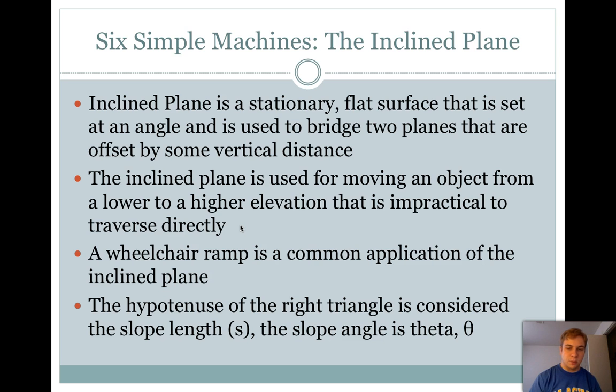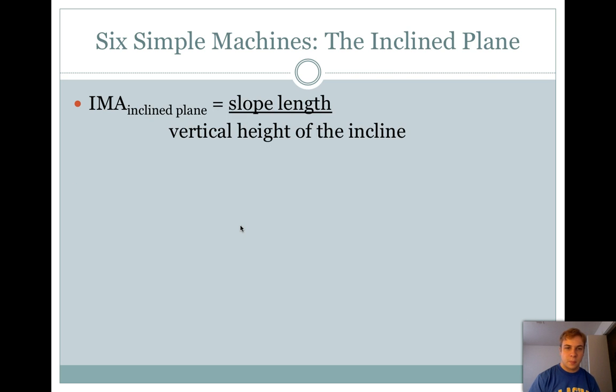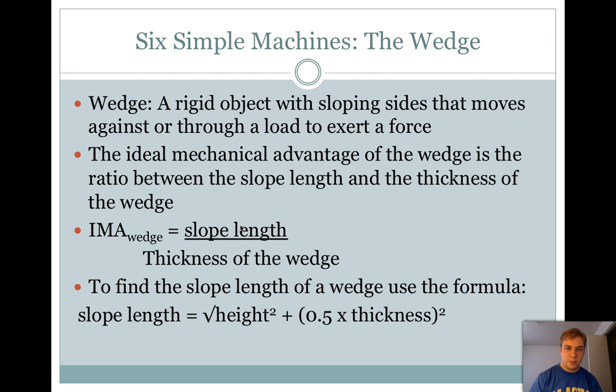The hypotenuse of the right triangle is considered the slope length, s. The slope angle is theta. The ideal mechanical advantage of the inclined plane is calculated by the slope length divided by the vertical height of the incline. The wedge. The wedge is a rigid object with sloping sides that move against or through a load to exert a force.